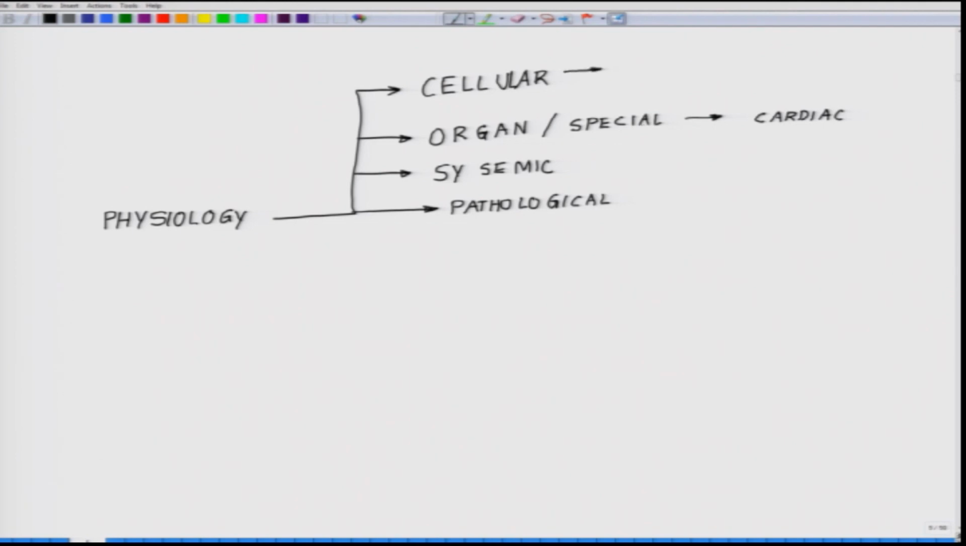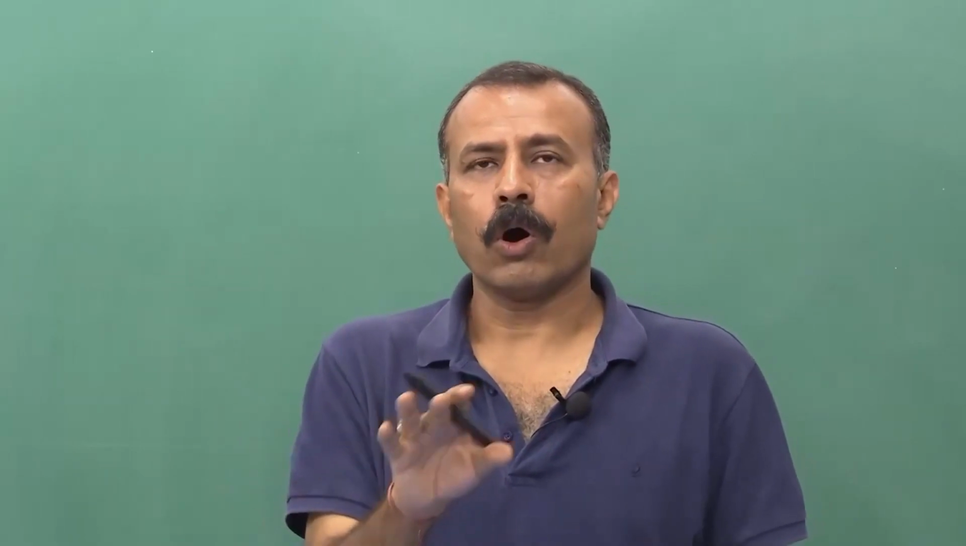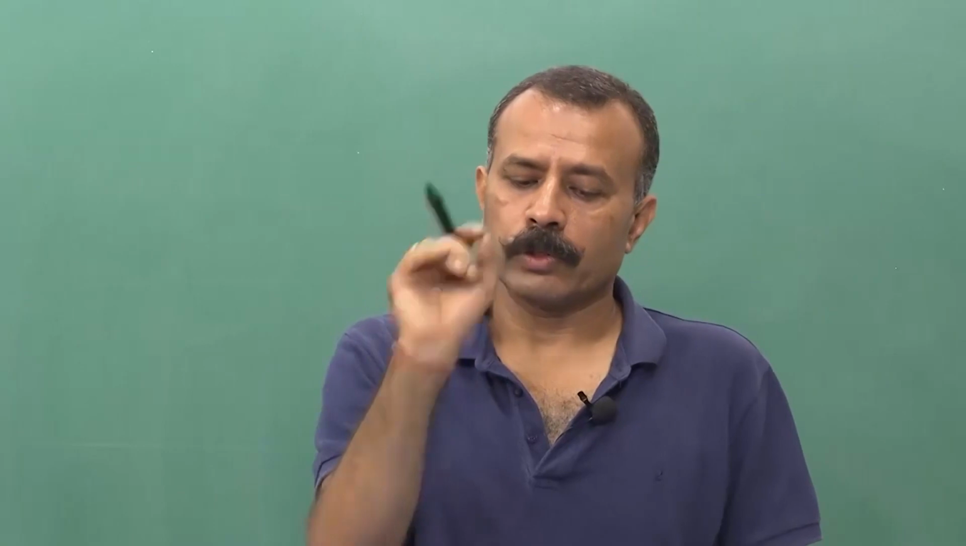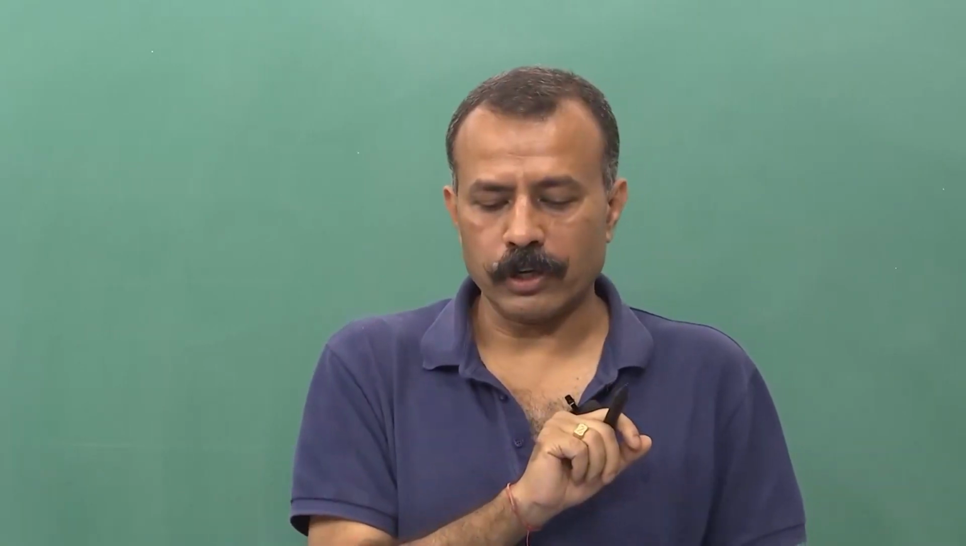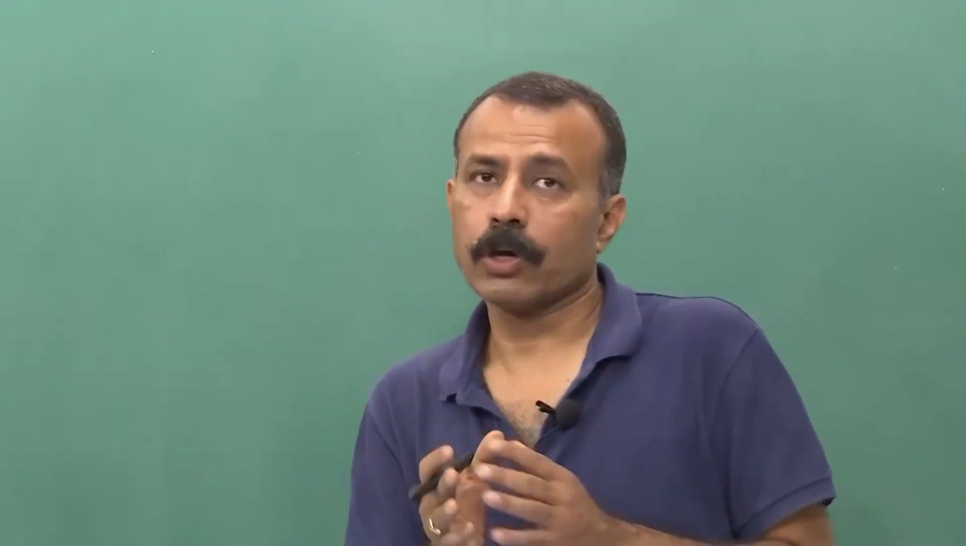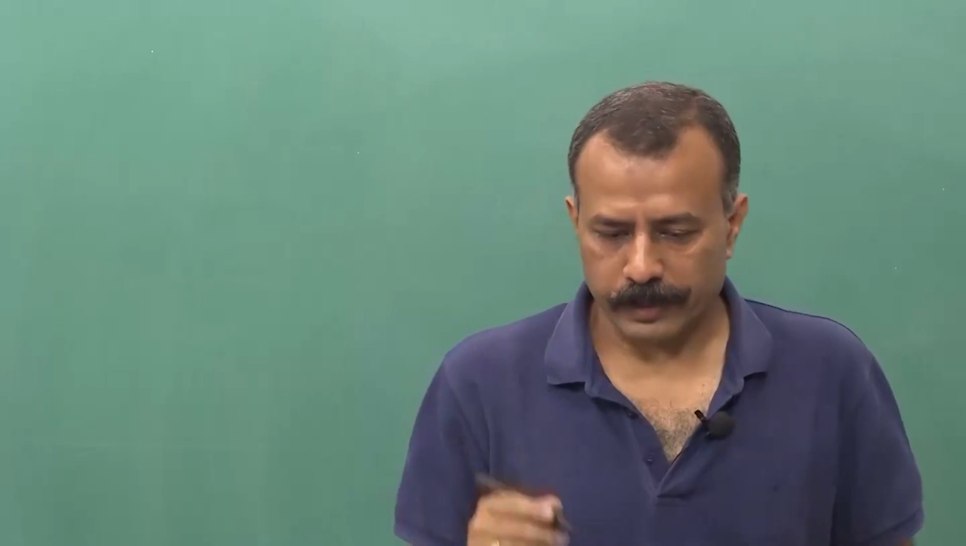So when we talk about the cellular, say for example, within cardiac physiology, I wanted to specifically study the cellular nature of say cardiac myocytes or ventricular myocytes. Okay, we will come to that. Do not worry about these words. Or within the kidney, I wanted to study the cellular structure of a nephron. So that falls under cellular physiology, or systemic physiology, where you are seeing the interaction of different systems, or pathological physiology. This is one way you can classify it.